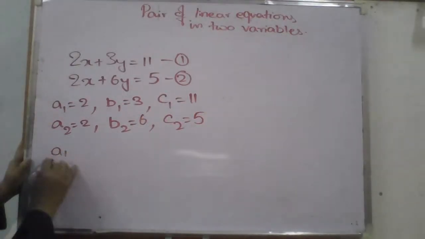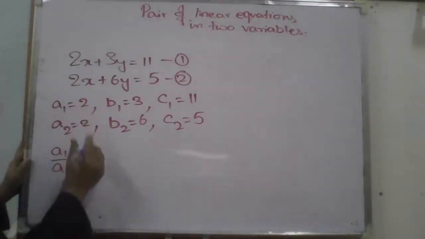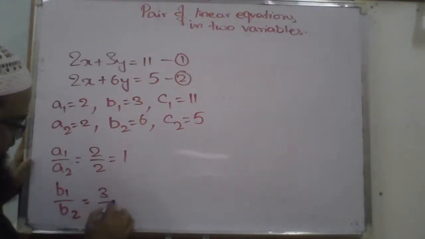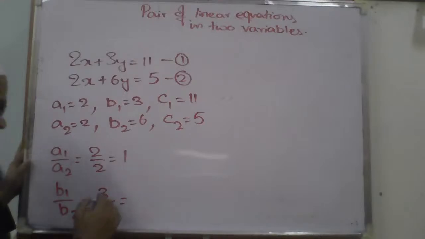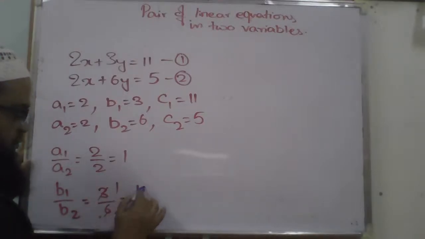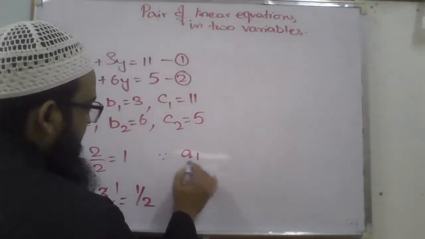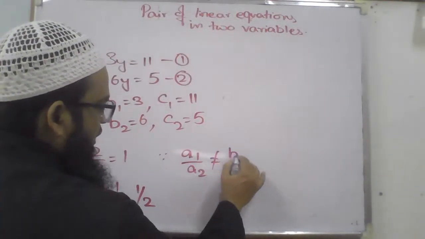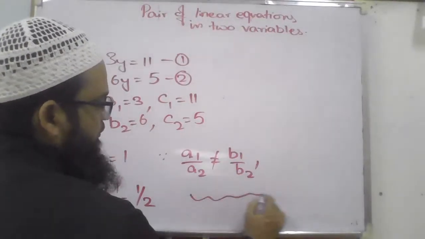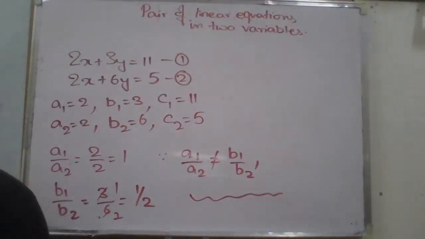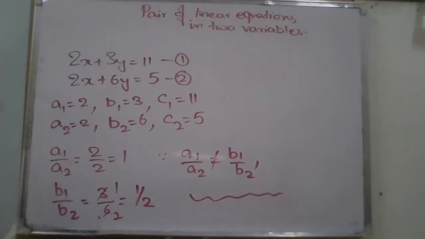Now what is a1 divided by a2, my dear students? 2 by 2, so that equals 1. And what is b1 by b2? b1 by b2 is equal to 3 by 6. Is there a common factor? 3 ones are 3, 3 twos are 6. It is 1 by 2. Now are they equal? Since a1 by a2 is not equal to b1 by b2, the two equations are intersecting. Understood, my dear students? So now let us go for the next problem.